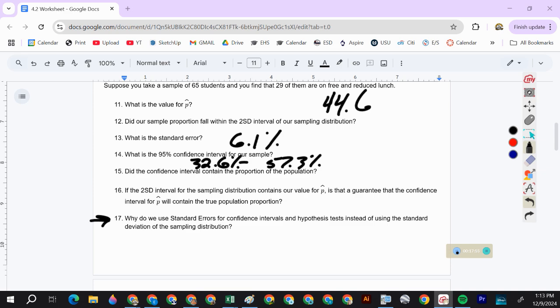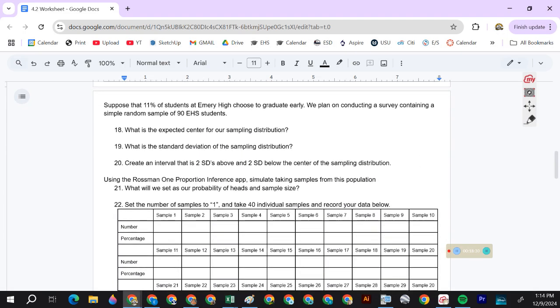Right? So going back to this situation, if you knew that 49% of Emory High was under free and reduced lunch, why would you go talk to 65 kids and see if they are on free or reduced lunch? That just doesn't make much sense. It makes a lot more sense if you said, I don't know the parameter, and I don't have time to talk to everybody, so I'm just going to talk to 65 kids. I'll use that to create a confidence interval, and that will give me an idea of what the true value is. Okay, turn the page. You're going to love me.